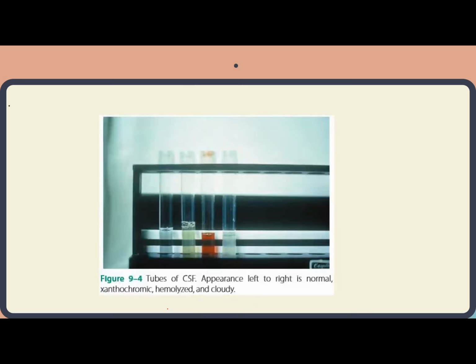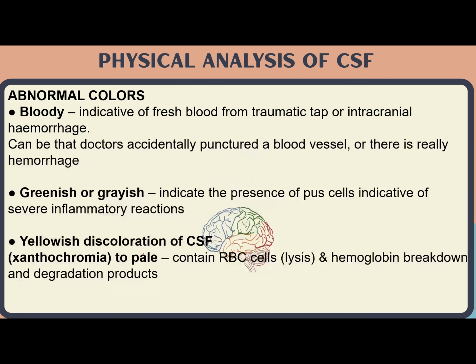So from left to right, class, we have your normal, we have your xanthochromic. So this is yellow, di ba? Pag xanthochromic, it's POY: pink, orange, yellow. Then we have your hemolyzed, so red siya. And we have here a cloudy CSF. So dapat, class, the normal appearance of your CSF is crystal clear or basically clear, class. Now let's go to the abnormal color.